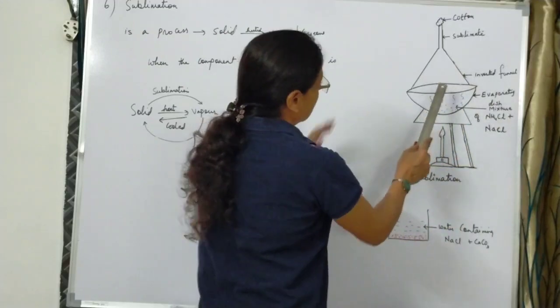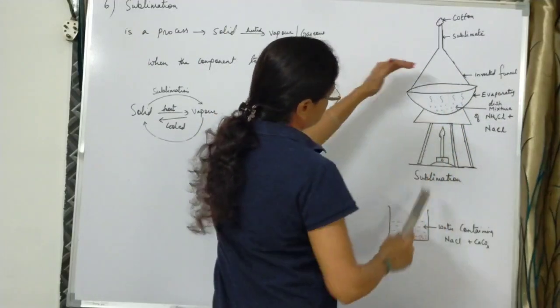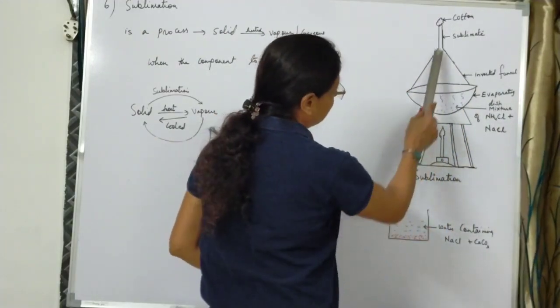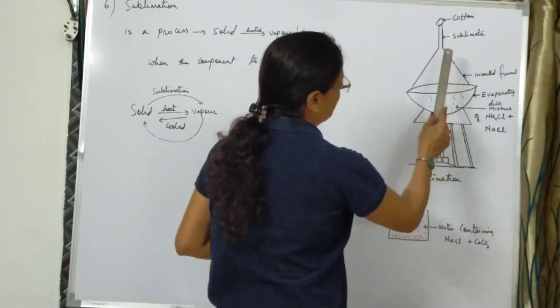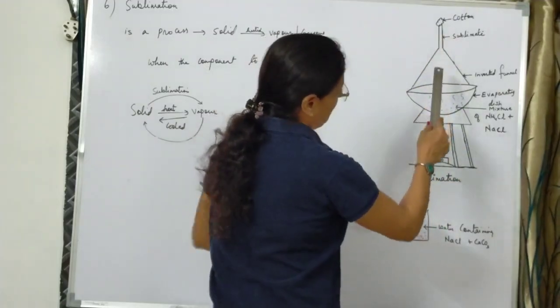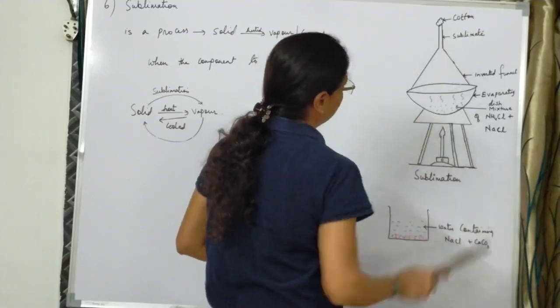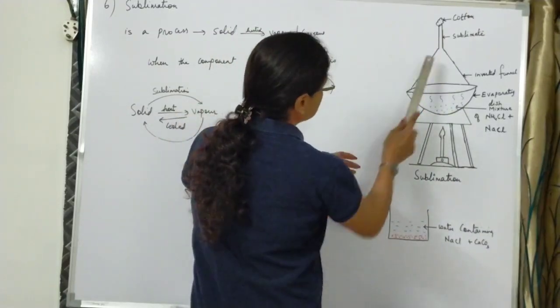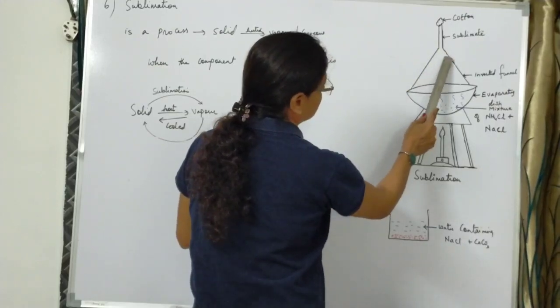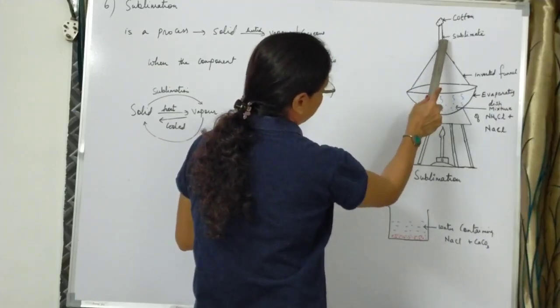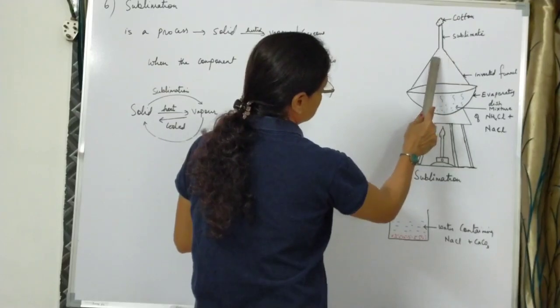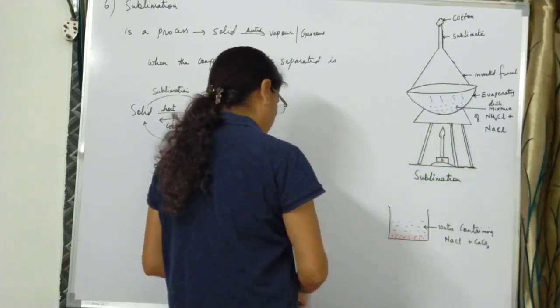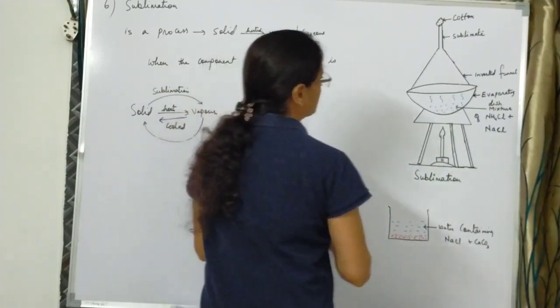Now this particular part, the part at the bottom, is very hot, but the top part will not be very hot. So these vapors will come over here and condense on this particular part, the top portion of the funnel. That is this portion of the funnel. Here you will be able to see some condensation of the vapors.